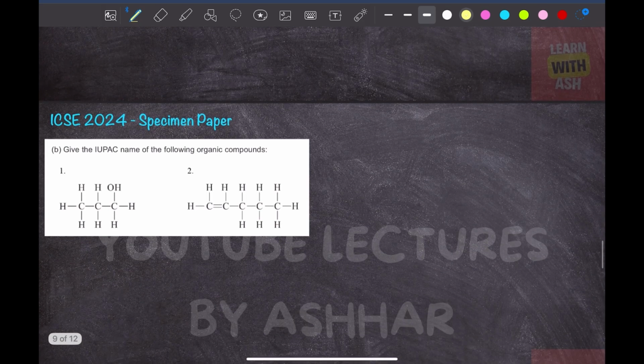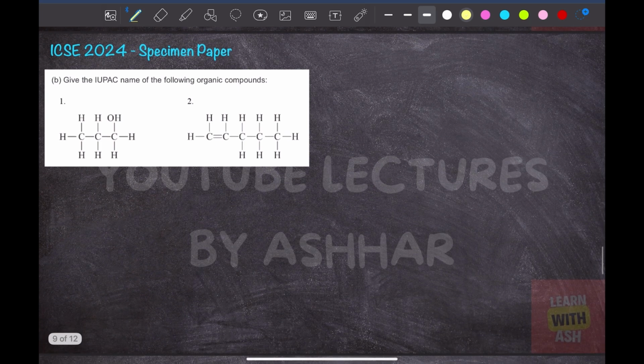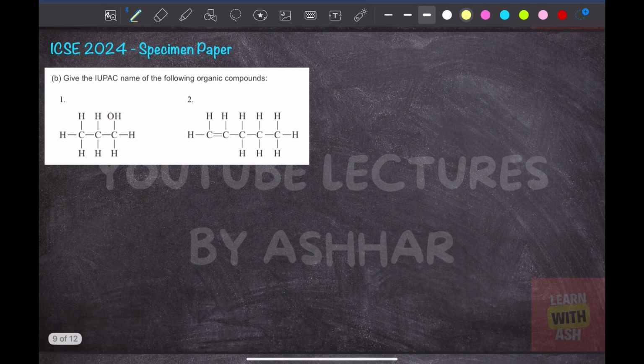Moving on to 2024 specimen paper questions. The same type of questions come over here. Alcoholic group. If I give numbering from here, it is at the minimum. So I can directly write it, for number 1, as propanol, or you can also write it as propan-1-ol.